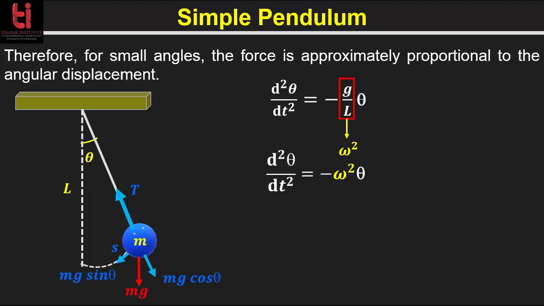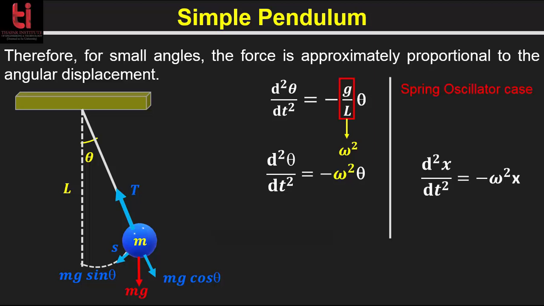Nevertheless, if you expand sine theta in a power series, for small angles we need to retain only the first term, and that is theta. So for small angles, the force is approximately proportional to the angular displacement, and you will get d2 theta by dt2 is equal to minus g by L into theta. Now, if you consider that g by L is equal to omega square, your equation reduces to d2 theta by dt2 is equal to minus omega square into theta.